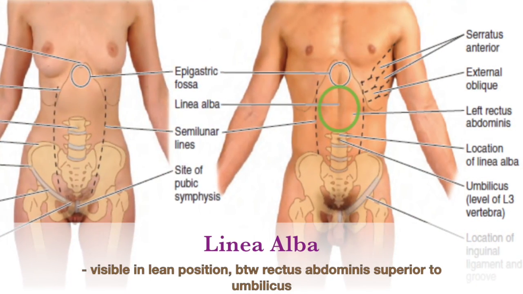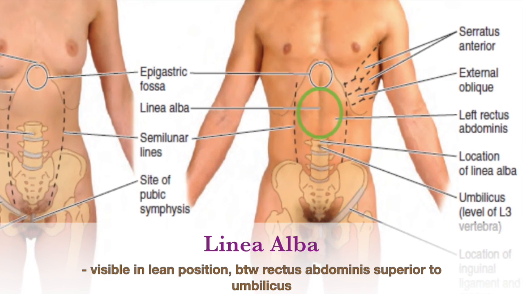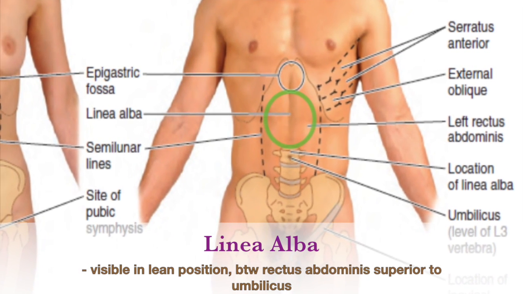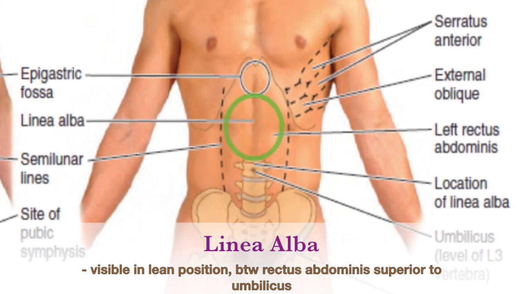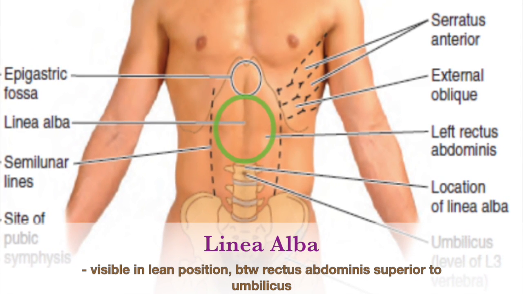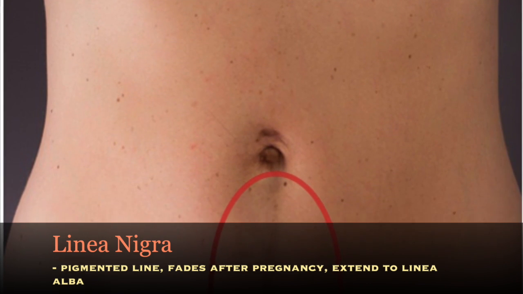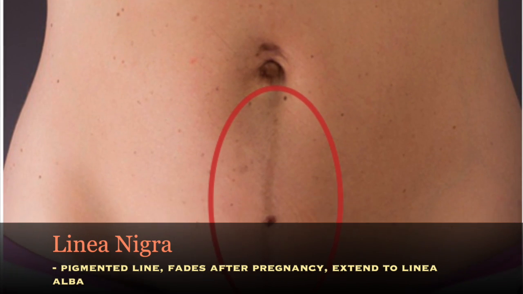I'm going to talk about the lines present on the surface of the anterolateral abdominal wall, which are linea alba and linea nigra. First, linea alba. Linea alba is visible in the supine position and is 1 cm wide between the rectus abdominis muscles superior to the umbilicus. At the inferior end of linea alba, we can feel the upper margin of the pubic bones and the pubic symphysis. The second one is linea nigra. Linea nigra is a pigmented midline skin line extending along linea alba, and it usually fades after pregnancy.